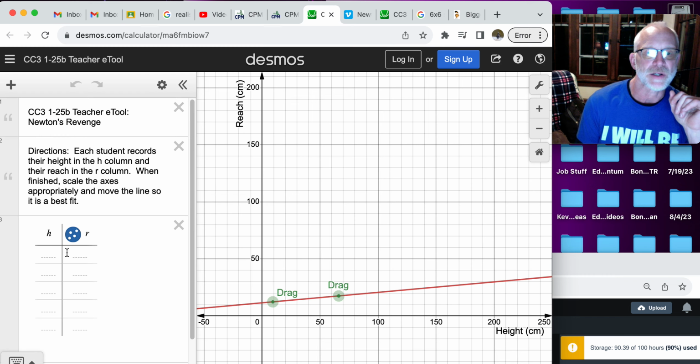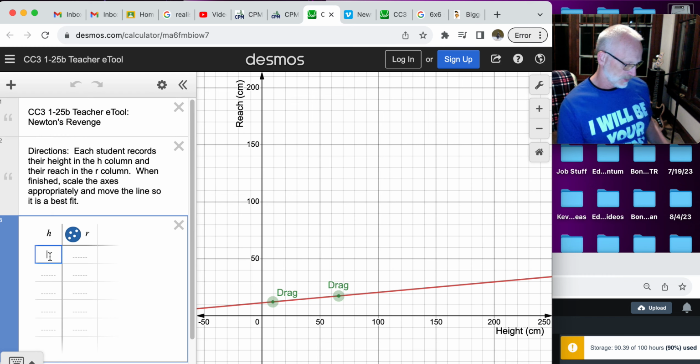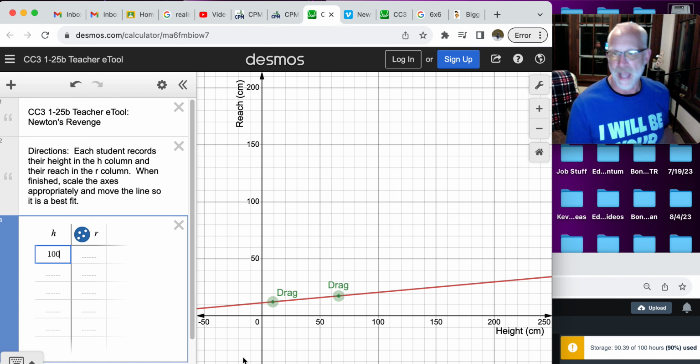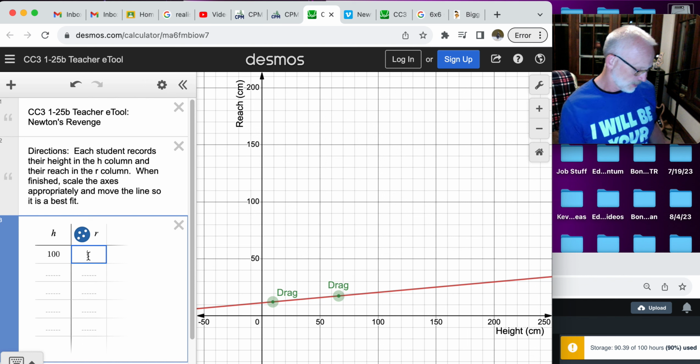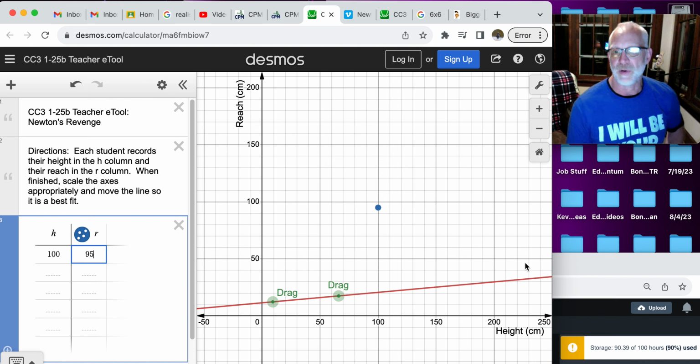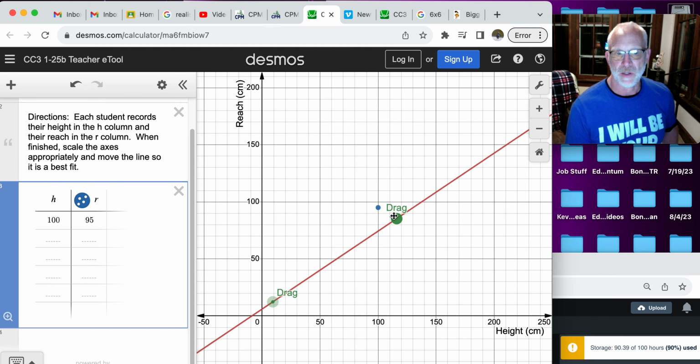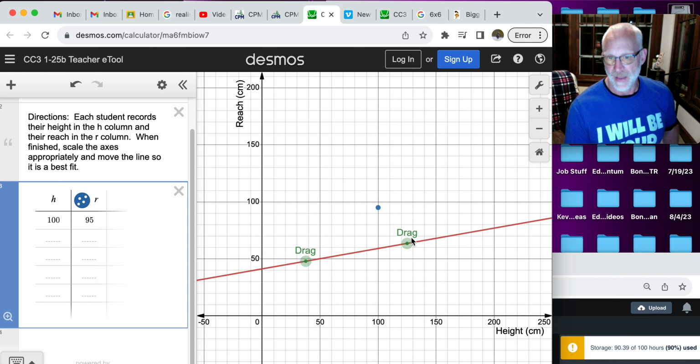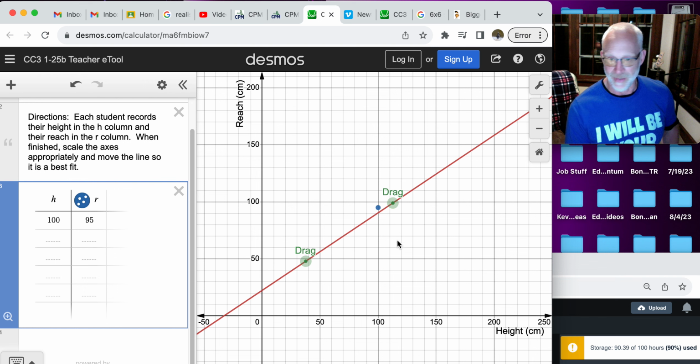So I'm going to enter your height. This axis, the x-axis, is height. Let's say you're 100 centimeters tall, and your reach is 95 centimeters. Then we're just going to plot that point right there. And later we're going to play with this on the Desmos calculator and see if we can notice some trends in the data.